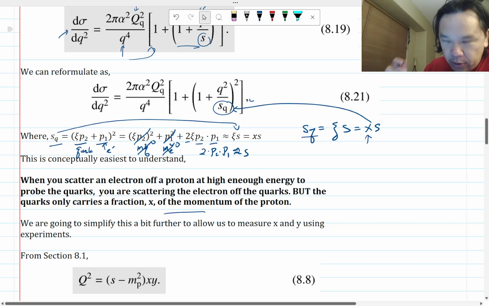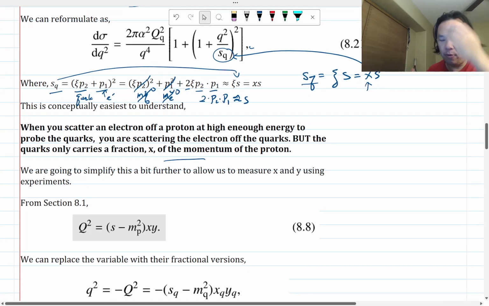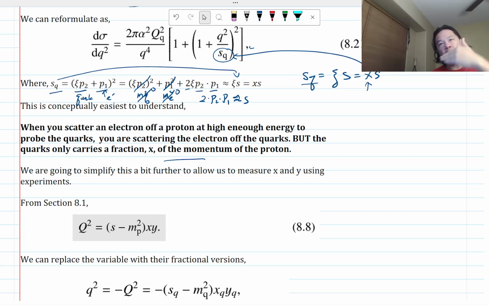Now we're going to do a little more math gymnastics, just so we can see how we can measure these things in experiments. 8.21 is very good to understand conceptually, but we're going to try to disentangle the different quarks inside the proton in order for us to measure it.